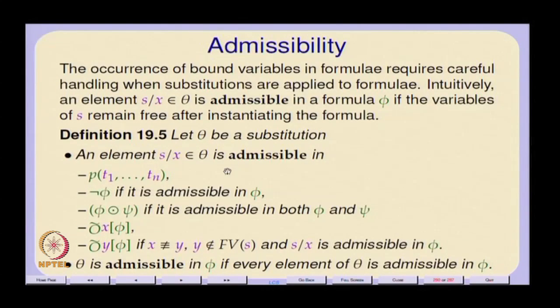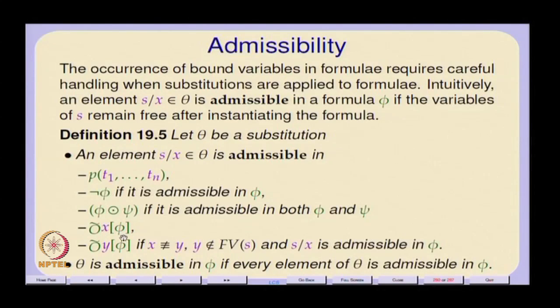And this notion of admissibility can also be defined in a structurally inductive fashion. Basically, we are saying that s for x is admissible in every atomic predicate, because there are no bound variables in an atomic predicate, and in a compound formula with propositional connectives, the admissibility goes down to the subformulas.